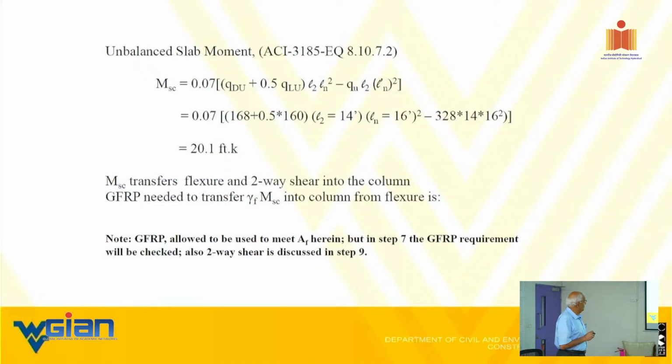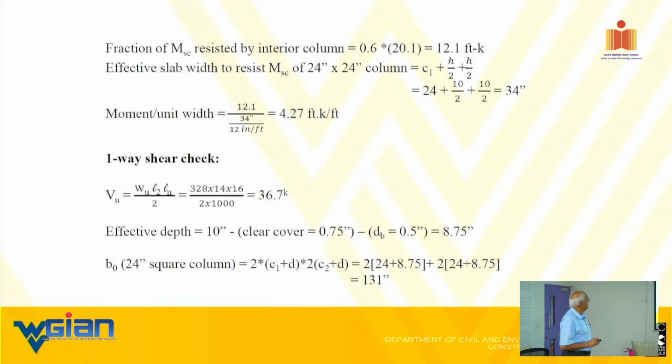And this MS, the quote-unquote unbalanced slab moment, transfers flexure and two-way shear into the column. And that mechanism of transferring value is right there. So you find the unbalanced moment and how much is transferred? Gamma F, and there is an equation given for you for gamma F. I'll show you again. So okay. So that fraction is 0.6.